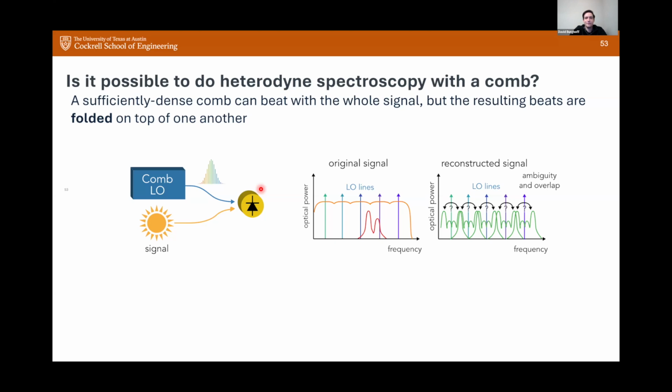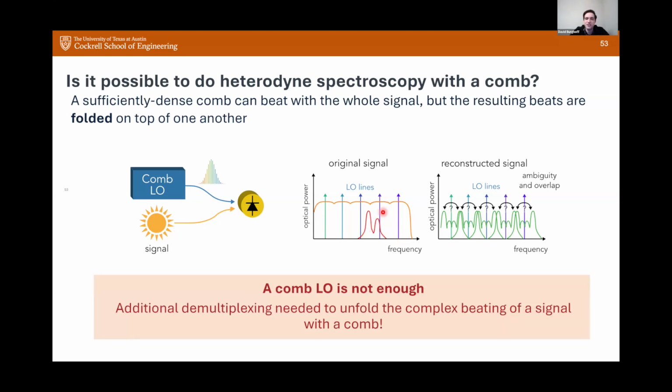And the big problem is that if you beat a comb with the signal, if it's a broadband signal, and you have all these comb lines, yeah, you get around this detector bandwidth issue. But you don't actually know which comb line you've beaten with. So you basically fold this whole frequency span down into this very narrow bandwidth range. So a comb by itself is not enough to unravel this beat frequency. And so we were thinking of if there's a way of doing that.